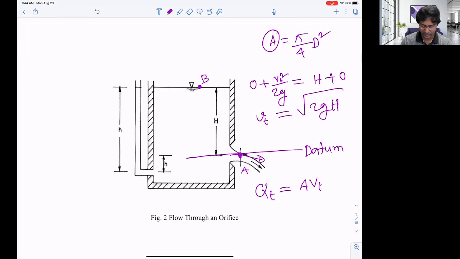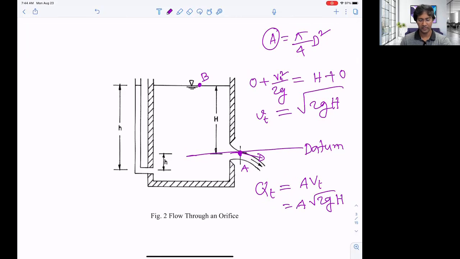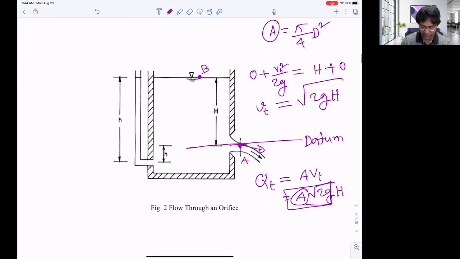So you can calculate that, meaning A root over 2g and h. For a certain orifice meter, the diameter is constant, so the area will be constant, and we know that root over 2g is also constant, so the whole amount is constant. So what we can do is write Qt is equal to K, and we can write this K and h to the power half again, because we saw this equation in the Venturi meter.